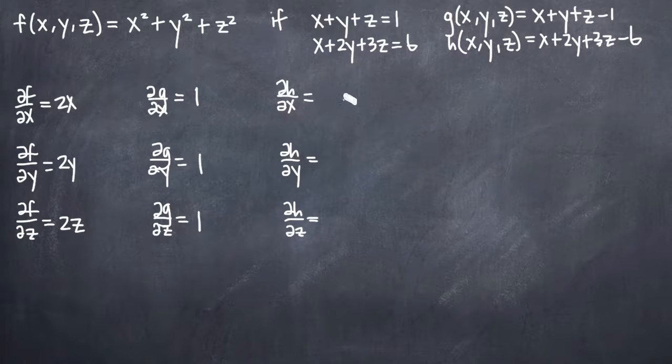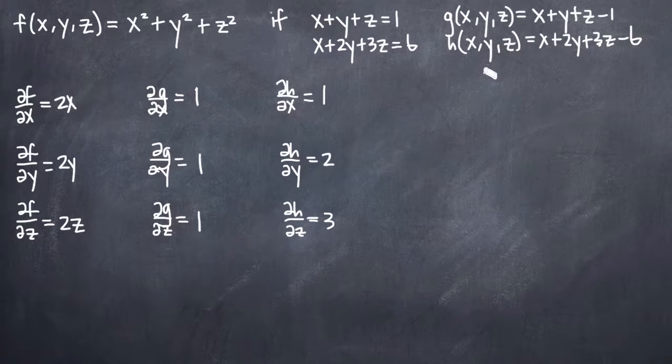Our partial derivatives of h with respect to x, y, and z: you can see here, y, z, and the -6 will all become 0 when we take our derivative. The x will be 1. When x and z are treated as constants and we take the partial derivative with respect to y, we'll get 2 because that's the coefficient on our y term here. And then z will be 3, the coefficient on the term here that includes z.